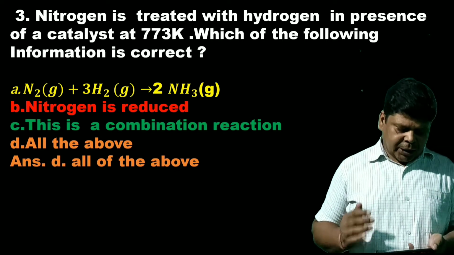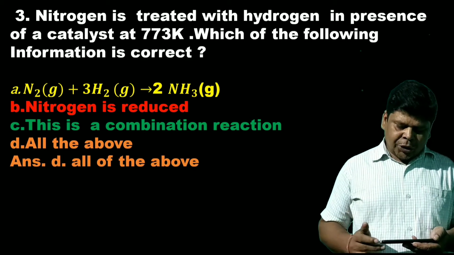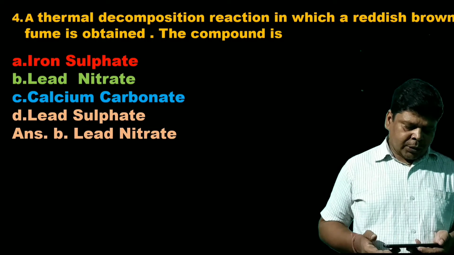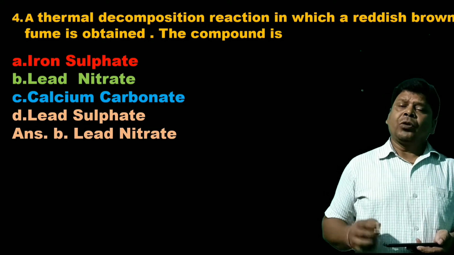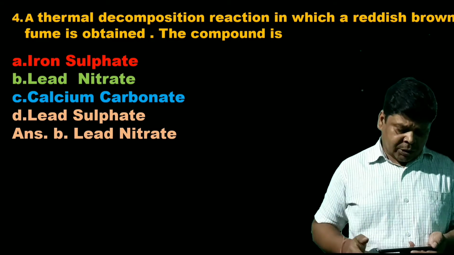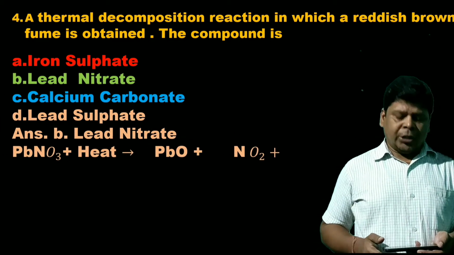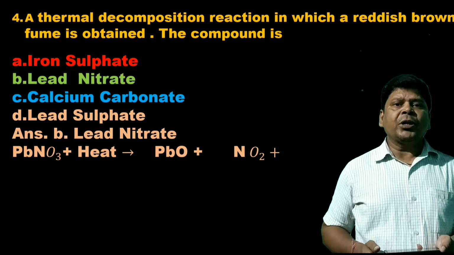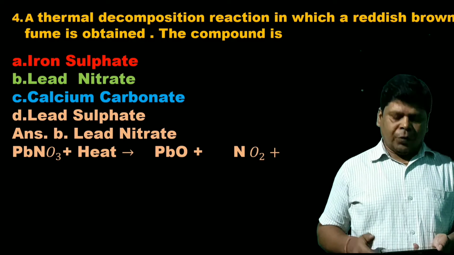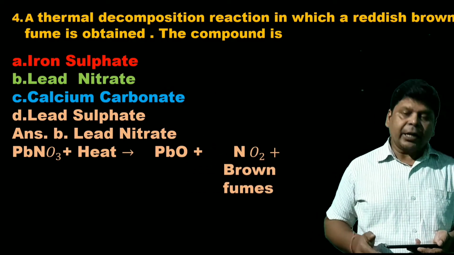Now the fourth question is, a thermal decomposition reaction in which a reddish brown fume is obtained. The compound is, first, iron sulfate. On heating iron sulfate, no reddish brown fume is produced. Lead nitrate, of course. On heating lead nitrate, we get lead oxide plus NO2 plus O2, where the brown fume of NO2 is obtained. So the correct answer is lead nitrate.